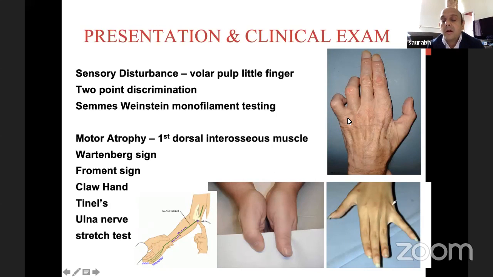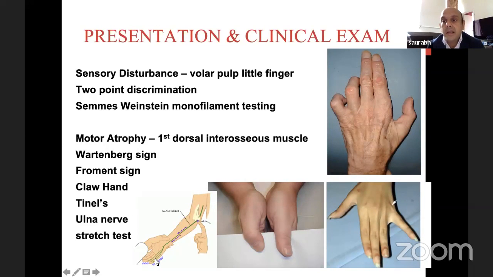Clawing, because again, we know ulnar nerve supplies third and fourth lumbricals. Lumbricals, as we know, flex at MCPJ and extend at IPJ. So if they're not working, the extensors will cause hyperextension at the MCPJ, and there's a reciprocal flexion at the IPs, hence the clawing.